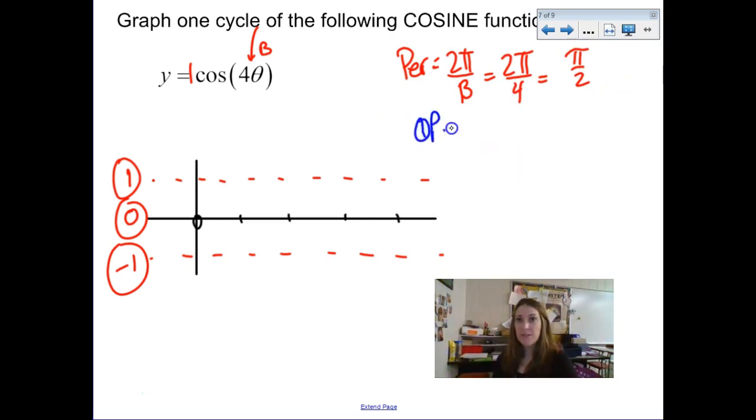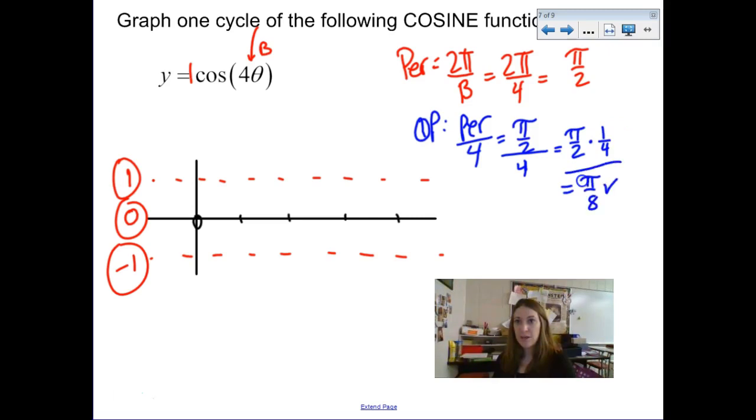Quarter points. You take the new period and you quarter it. So the new period is pi over 2, and we're supposed to divide that by a 4. Now think about how you work with fractions. Keep the pi over 2 as it is, and then instead of divide by 4, what if I wrote it as multiply by 1/4? That would work, right? So multiplying across here, you get pi over 8. Oh, that's going to be fun to count by.